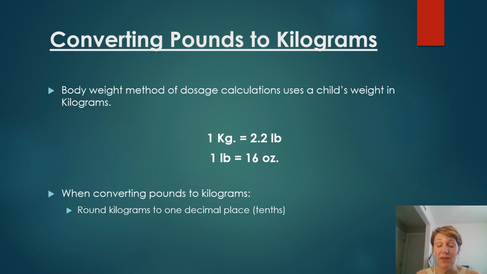We do need to know that conversion. You do need to have it memorized if you do not already. 1 pound is 16 ounces. Make sure you know that as well.